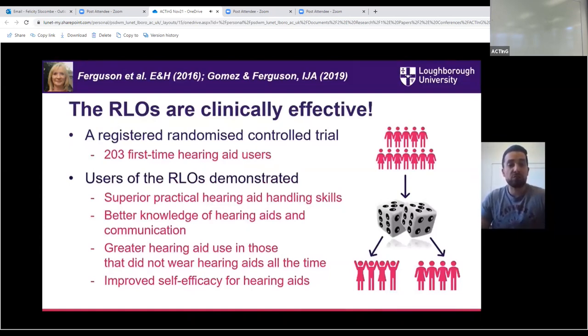Using a registered randomized control trial design, recruiting 203 first-time hearing aid users, the research showed that those that were given the RLOs at the time of hearing aid fitting demonstrated superior practical hearing aid and handling skills. This is compared to a waitlist control who didn't receive the videos. They also demonstrated better knowledge of hearing aids and communication, greater hearing aid use, particularly in those that didn't report wearing their hearing aids all of the time, and also improved confidence or self-efficacy for using hearing aids.